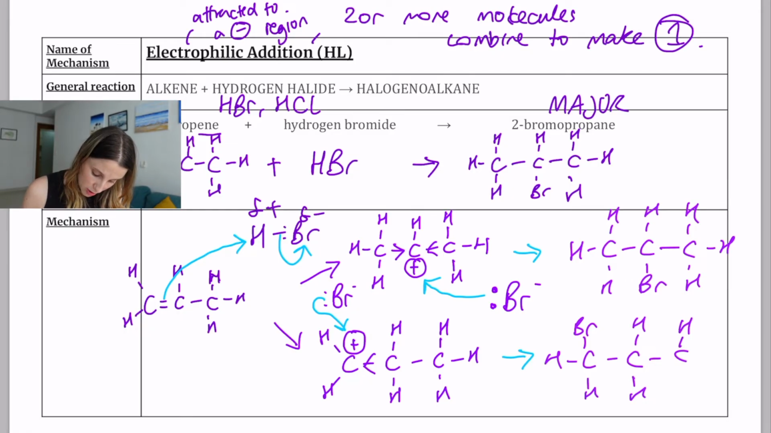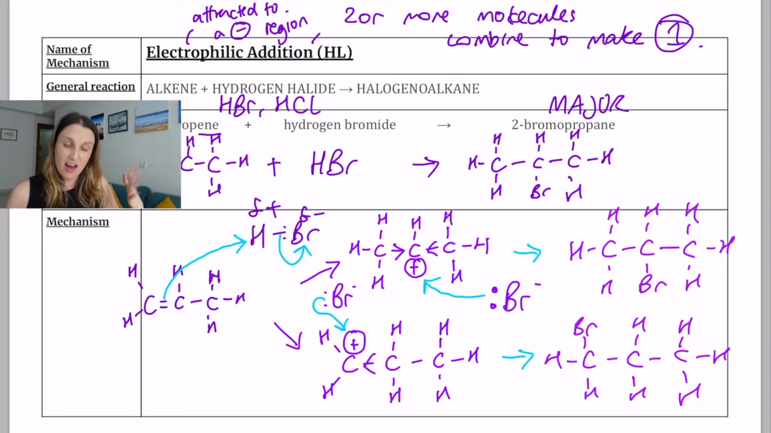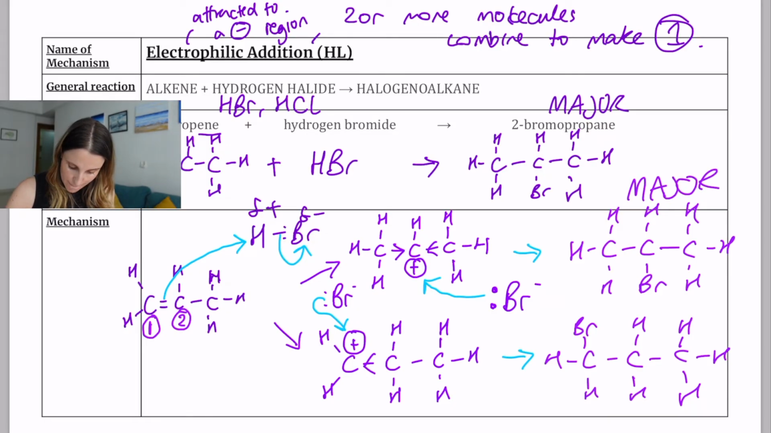So we call this Markovnikov's rule, because he's the person that came up with it. And the rule goes that the hydrogen in the first step will add on to the carbon that had the most hydrogens. So in my first molecule here, carbon number 1 has 2 hydrogens, and carbon number 2 only has 1 hydrogen. So that means that the hydrogen is going to add on to carbon number 1. So overall, we've got our major product, which is 2-bromopropane, and the minor product, which is 1-bromopropane. Both of these can form, it's just that one is formed in higher quantities than the other because of the increased stability of the carbocation.